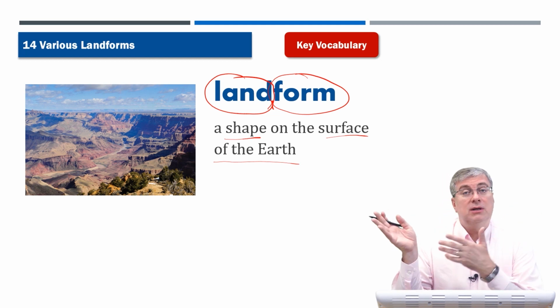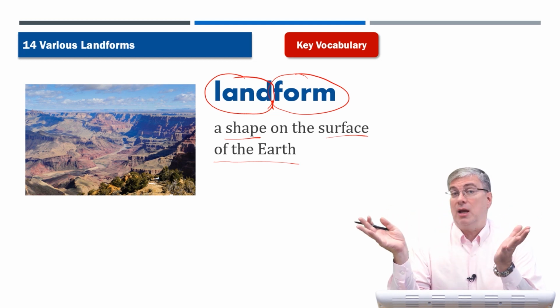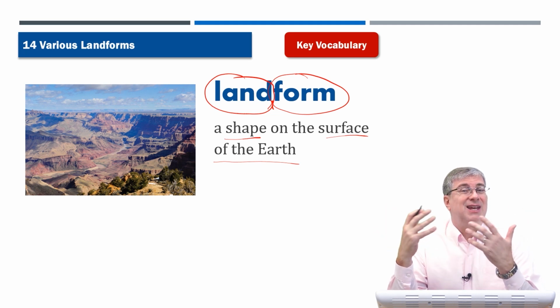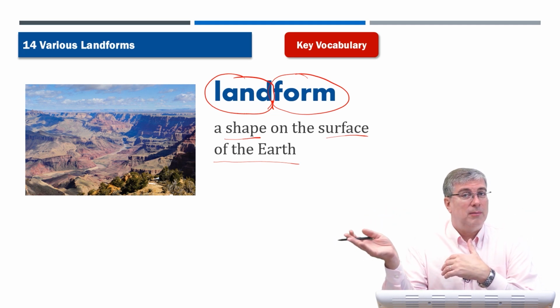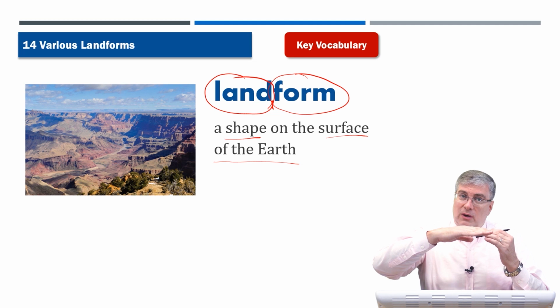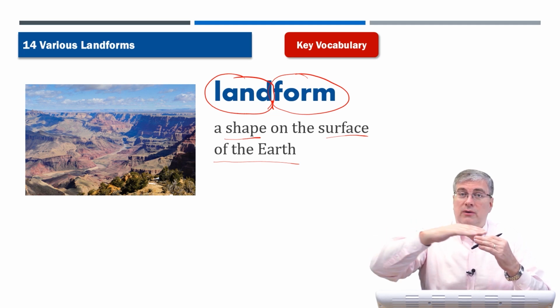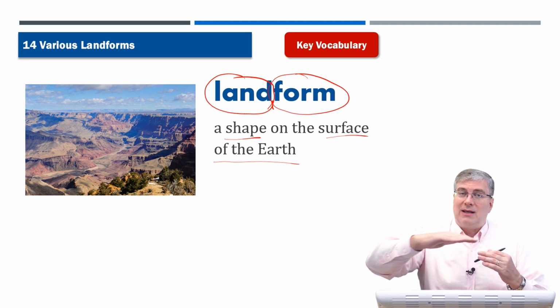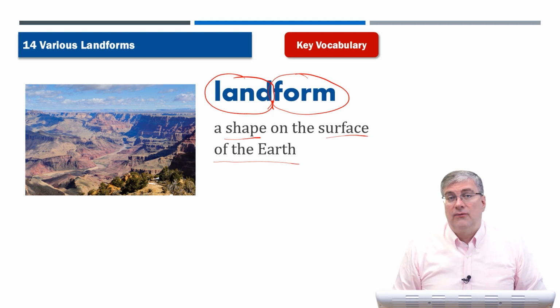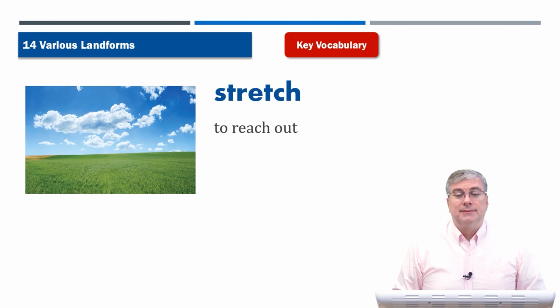You look around, you can see mountains. Well, that's a shape of the land. That's a particular shape of the land. That's a landform. Sometimes you see, even if it's just very flat, we call those plains, right? And that is another type of landform. So there are many different landforms. Let's take a look. So the next word is stretch.